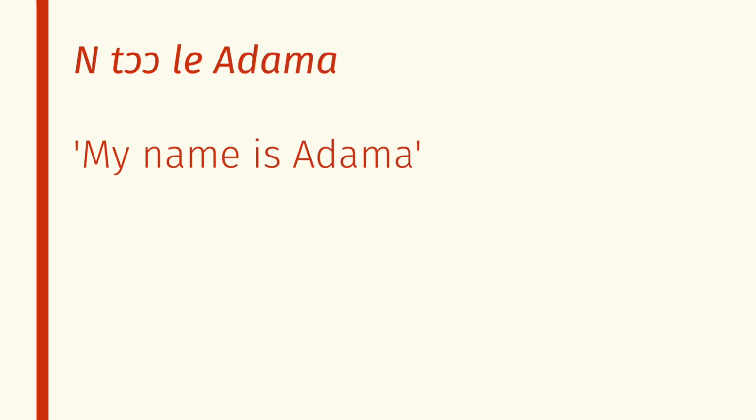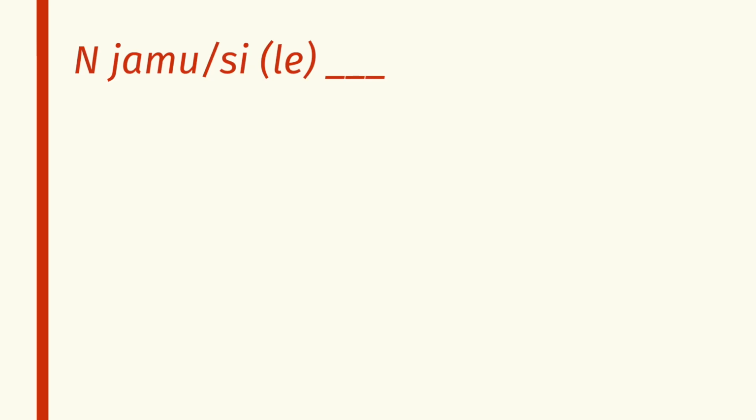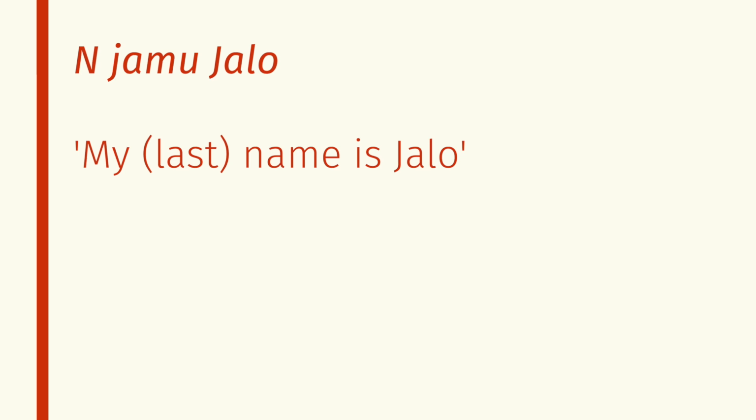Nto le Adama. When it comes to last names, people may respond using the same structure. Njamu or nsile, meaning my last name is. For instance, Njamu Jalo, meaning my last name is Jalo. Njamu Jalo. But oftentimes they'll use a simpler form.